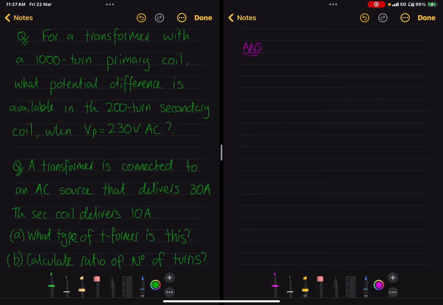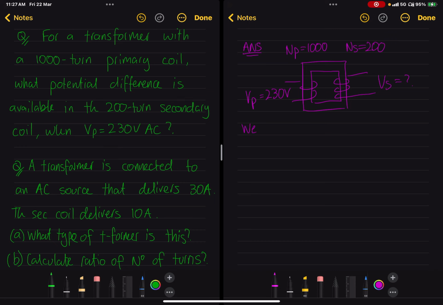So for this first one, the transformer pretty much looks like this. It has some coil coming in, wraps around some number of times, some coil going out, wraps around some number of times. We are told the primary voltage here is 230 volts AC. We're told the number of turns on the primary side is 1000. We're also told the number of turns on the secondary side is 200, but we're not given the secondary voltage. So Vs is our only unknown in this question.